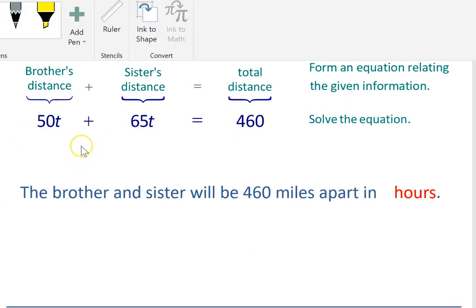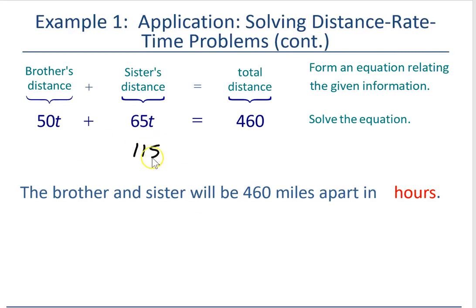So let's come in here. We've got 50t plus 65t, and you get 115t. That's all going to be equal to 460. Divide off the 115 on both sides, just like what we've been doing, and we get t is equal to 460 divided by 115, which is 4. So in 4 hours, that will be their total distance. It will take them 4 hours.